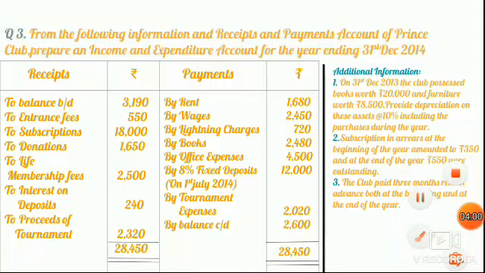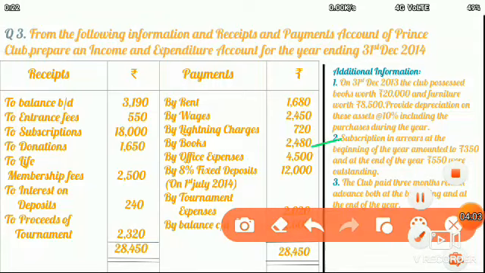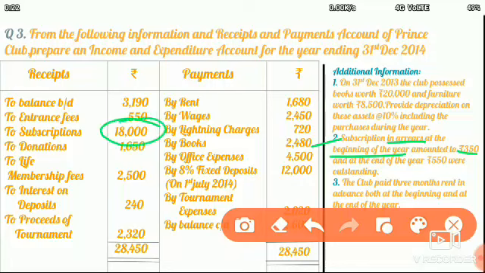Then the second adjustment is related to subscription. It says subscription outstanding at the beginning. At the beginning means last year's outstanding was 350. If the question is not clear about the previous year's outstanding, then we always assume that it is received in the current year. That means this 350 will be included in this 18,000 which belongs to the previous year.